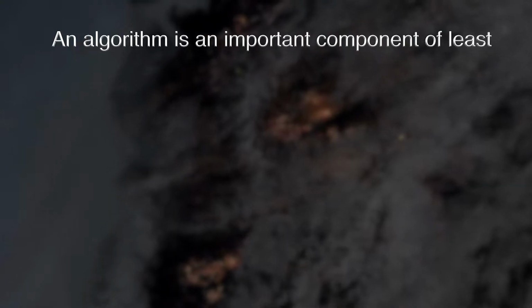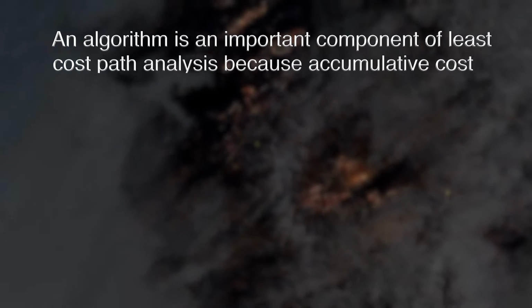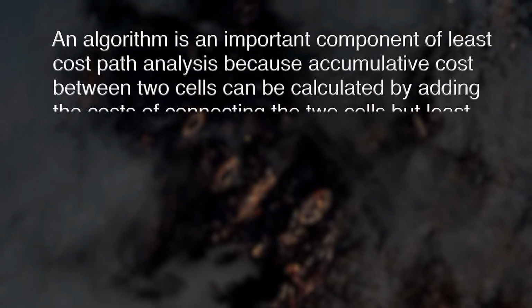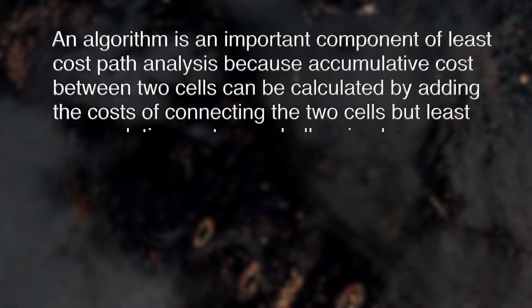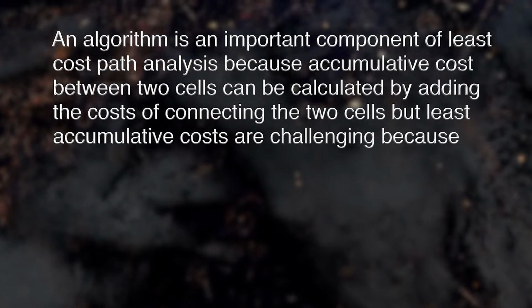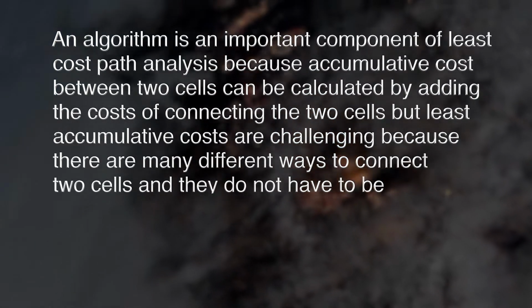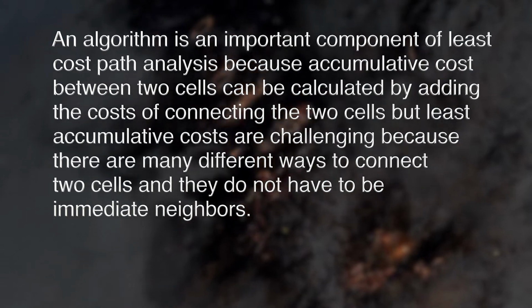Finally, least cost path analysis requires an algorithm for deriving a least cost path. An algorithm is an important component because accumulative cost between two cells can be calculated by adding the cost of connecting the two cells. Finding the least accumulative cost is challenging because there are many different ways to connect two cells and they do not have to be immediate neighbors. Least cost paths are derived after all possible paths are evaluated. Thus, an algorithm makes these complex and time consuming calculations much easier.